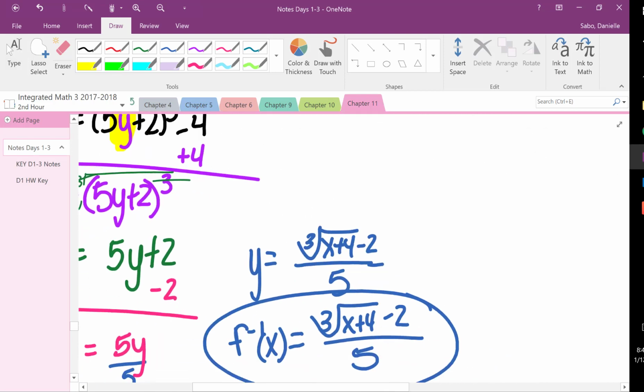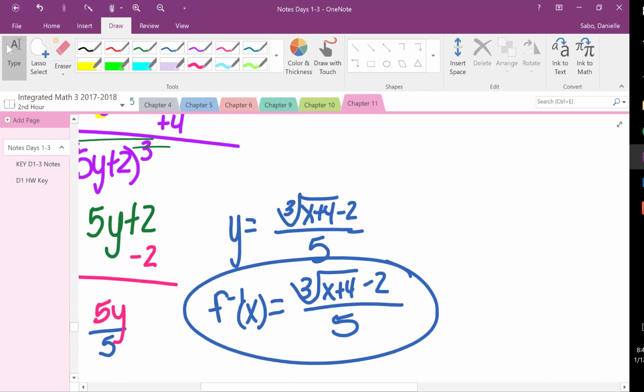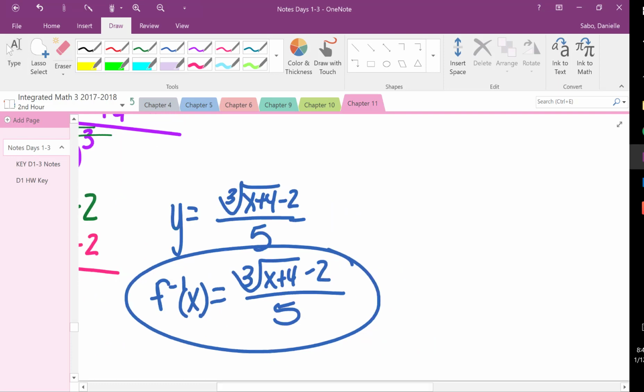Okay? All right. You could keep going. You could break it up. You could have 1/5 radical 3x plus 4 minus 2/3. That's fine. You would have to be able to identify that sometimes and make sure that you can go back and forth.